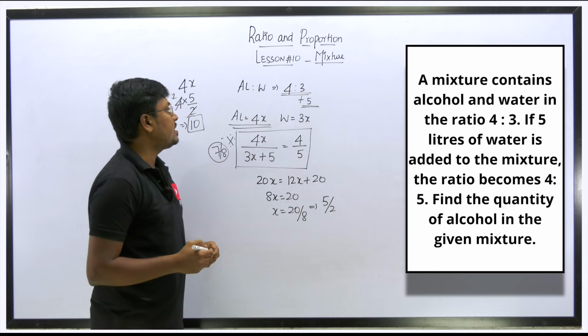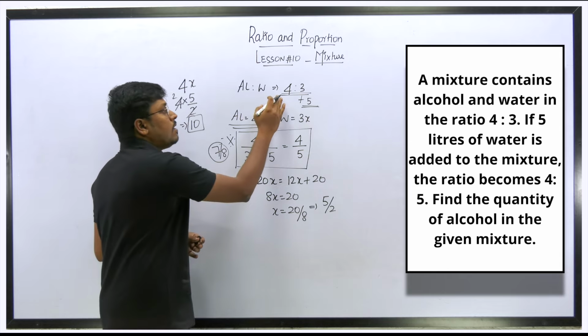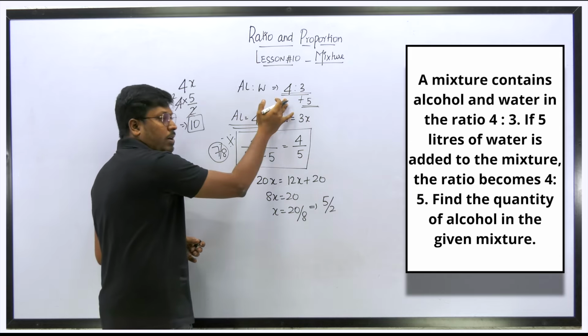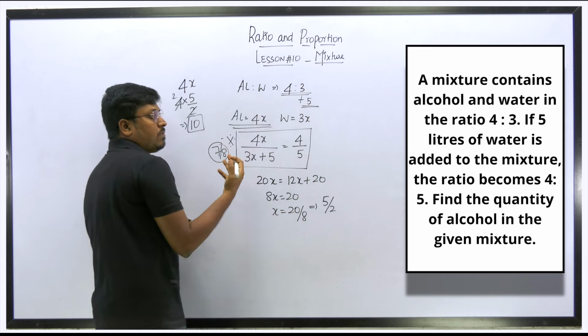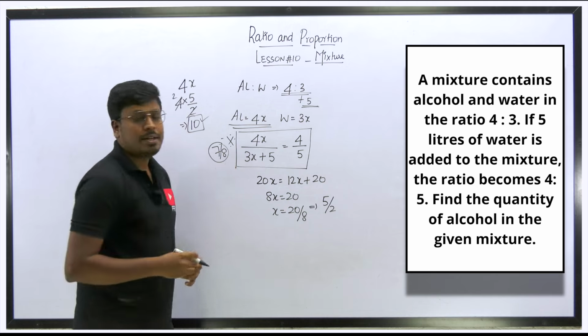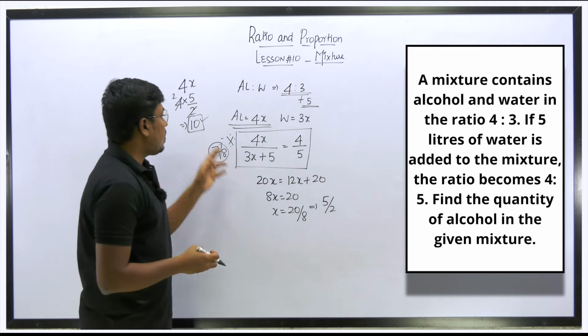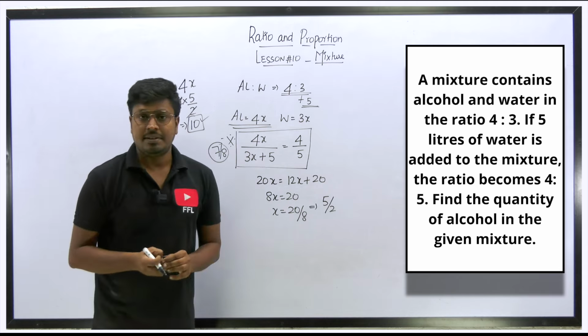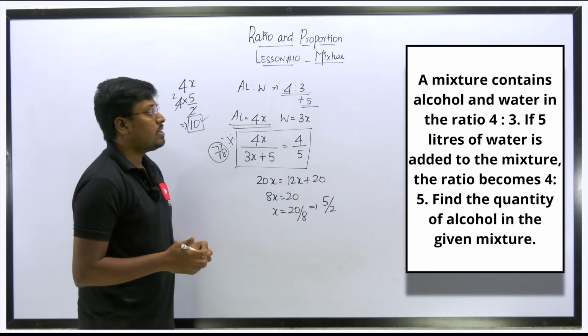In the mixture, we initially had alcohol and water in the ratio 4:3. Now our target is to find only the alcohol quantity. All the values they have given are in terms of liters. So we can say that the alcohol quantity will be 10 liters. This will be the answer for question number 1.